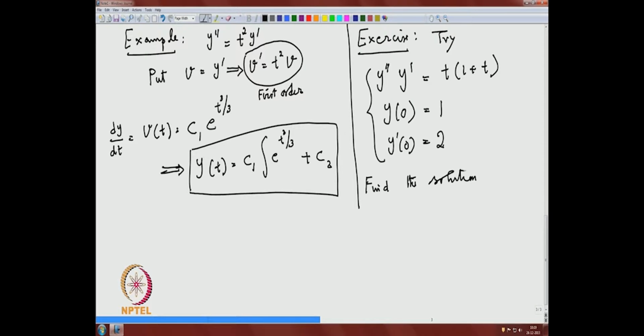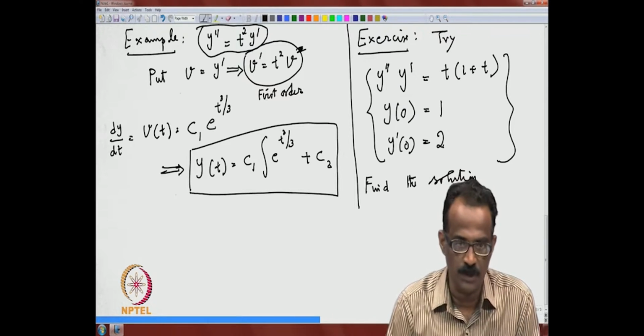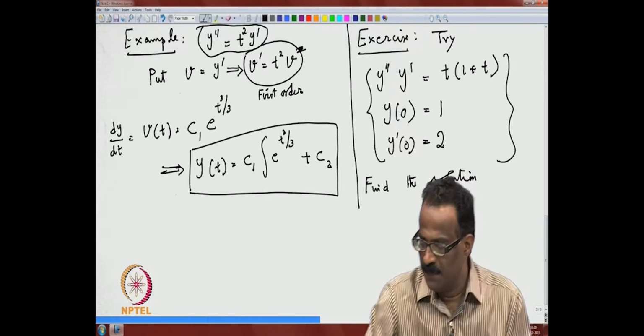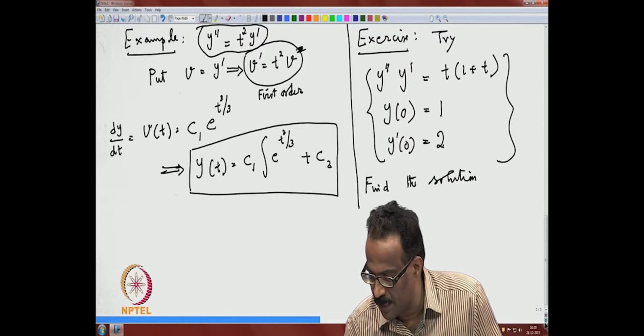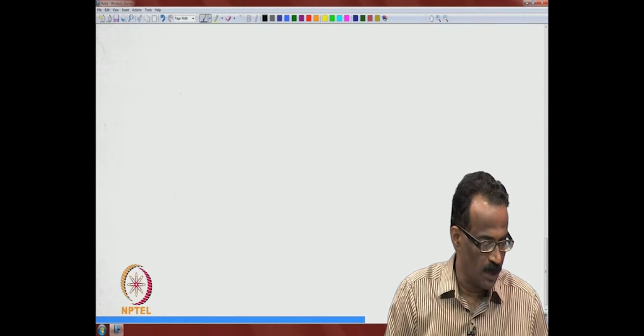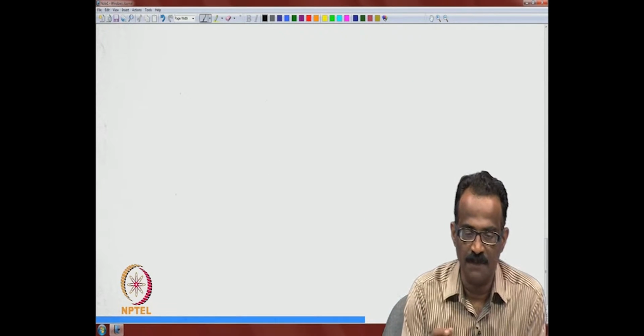This is because of the special form. Because there is no y here, you are able to bring it down to a first order equation, solve it, and then you will get another first order equation, and then find the solution to it. That is what. With these 2-3 examples, now we will go to what is called the exact differential equation.